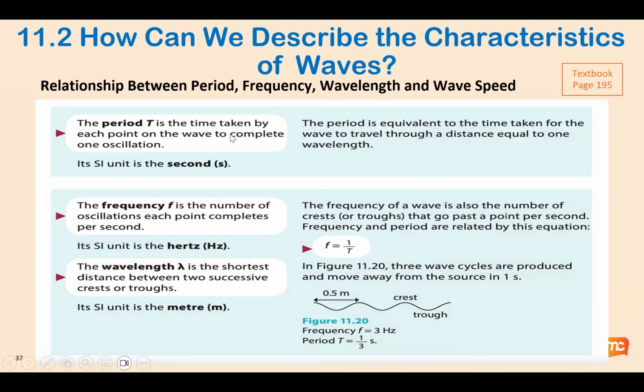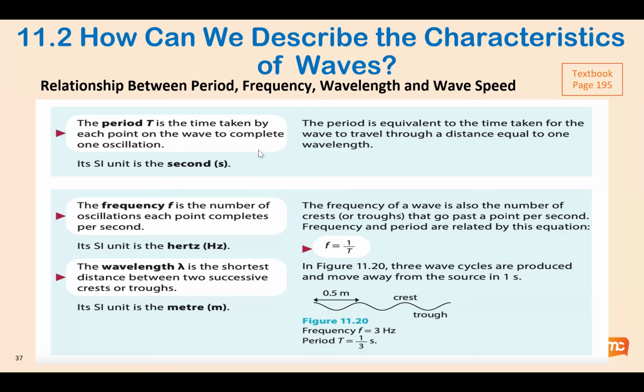Let me zoom into what exactly is period and frequency, as well as recap wavelength. The period T is the time taken for each point on the wave to complete one oscillation. In layman terms, it means the time taken for one wave. How to remember period is the time? You can remember it as one period of your lesson is 20 minutes. So period is the time for one complete oscillation.